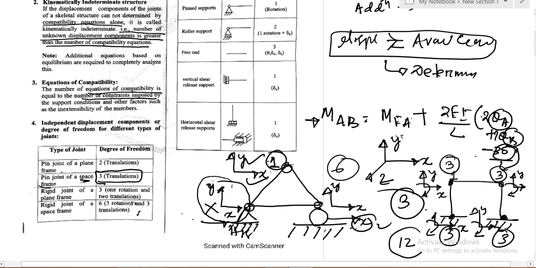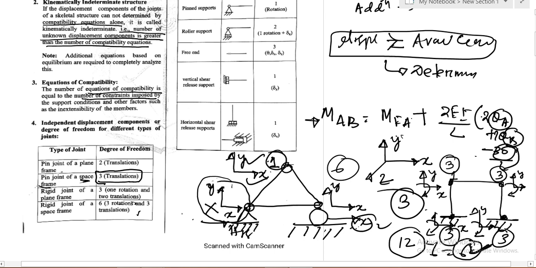12 can be possible, but how many are we restricting? We are restricting by means of supports. So 3 restricted here, 3 restricted here also. Minus 6. So how many independent ones are possible? 6 can be possible in this skeletal structure. The 6 is the independent displacement of the structure.